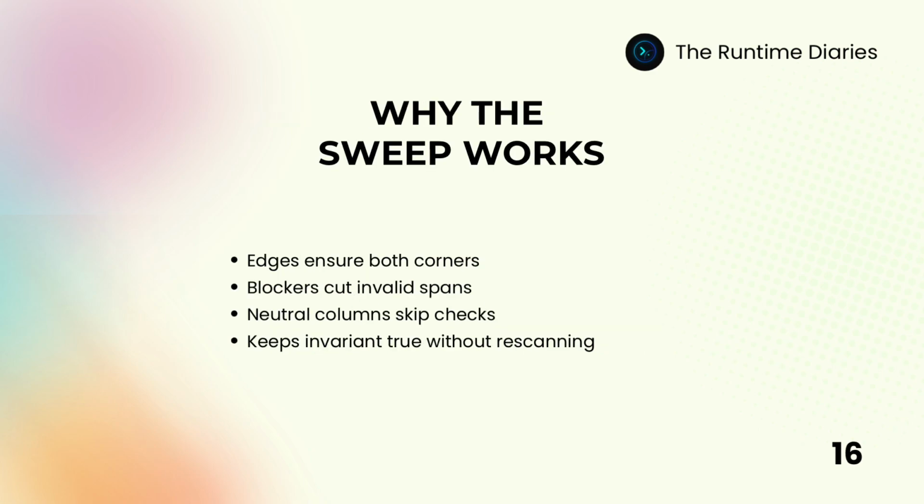This sweep approach is both clean and mathematically correct. Each edge guarantees its top and bottom corners exist. Each blocker guarantees you'll never cross through a column that introduces an interior or boundary point. And by sweeping from left to right, you're respecting the invariant automatically, without ever needing to recheck every single rectangle from scratch. So we're enforcing correctness and saving massive computation here.